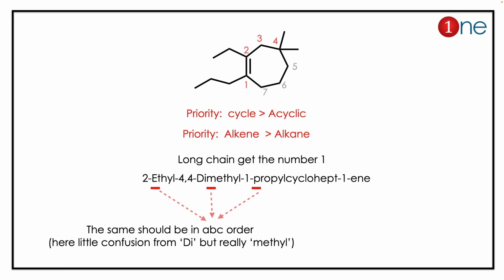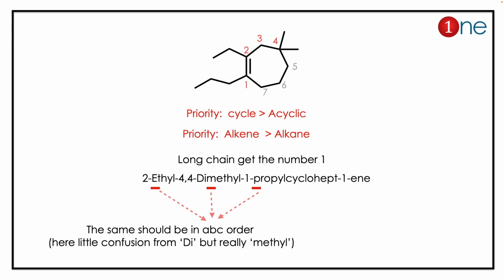So the name will be 2-ethyl-4,4-dimethyl-propyl cycloheptene. Here dimethyl, you don't count D as the alphabetical order. So M will come first, then comes P. So the alphabetical order comes from the substituent name, not from di and tri.